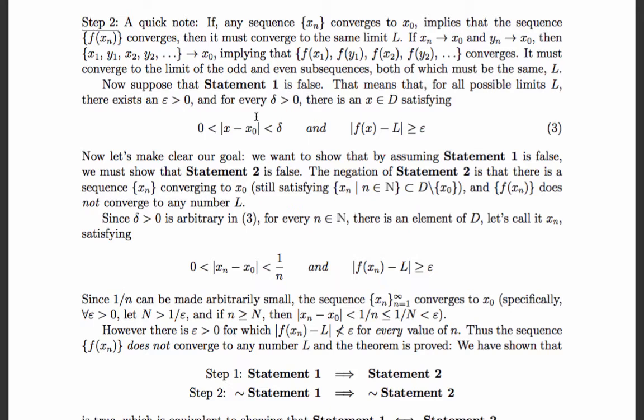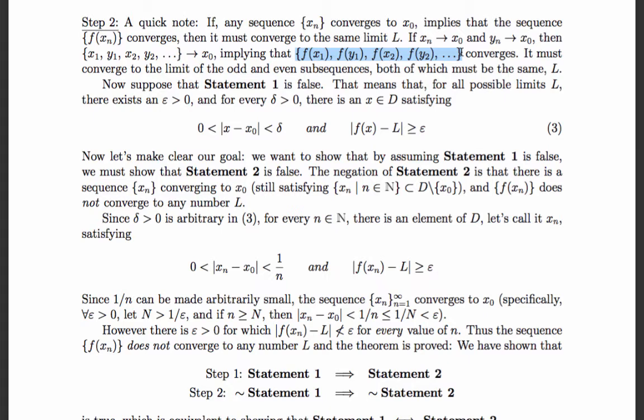Now, notice that I know that the odd and even subsequences of this sequence both converge. And I also know that the entire sequence converges. And if the entire sequence converges, both subsequences must converge to the same limit. Therefore, f applied to the sequence xn and to the sequence yn must have the same limit.